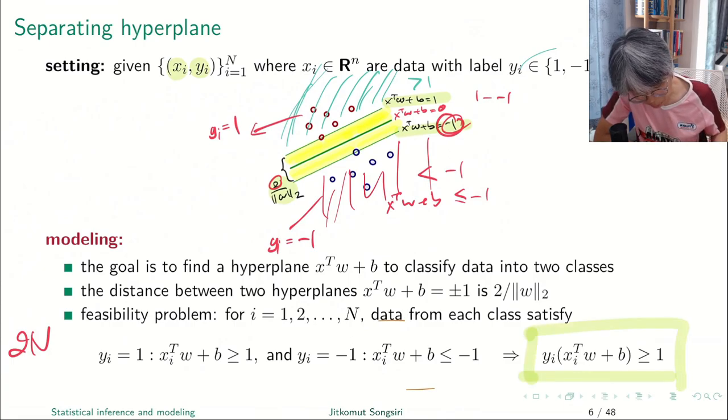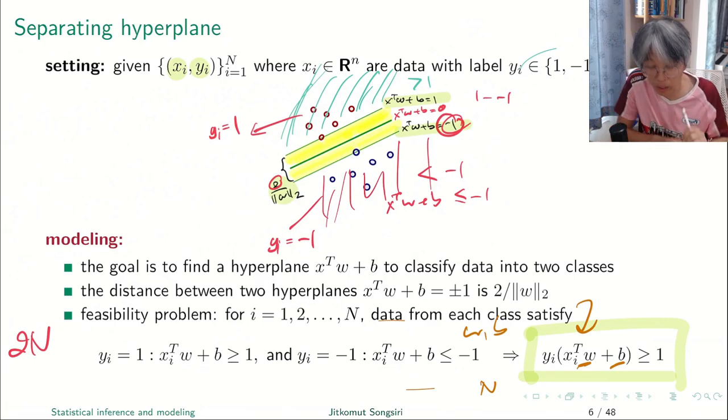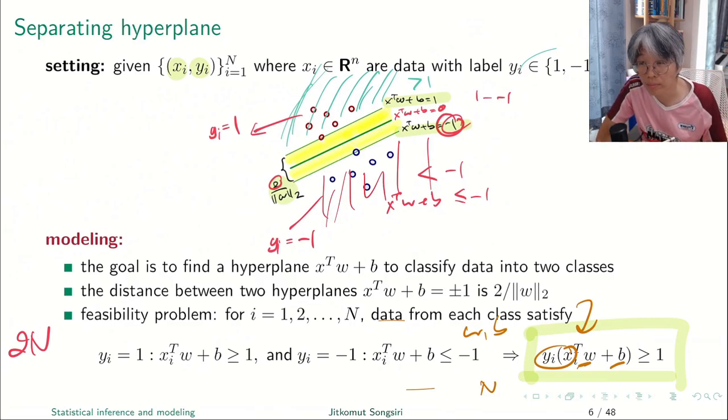Okay, this is a feasibility problem. We just want to find W and B so that these n inequalities hold. It is a linear inequality in W and B because yi and xi are data points you evaluate, so these are problem parameters, not the variables, in the sense of the feasibility problem.